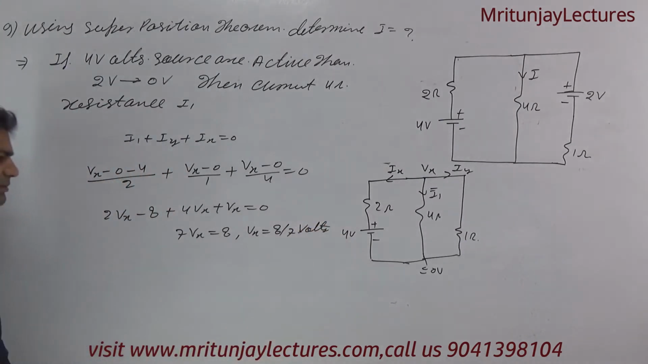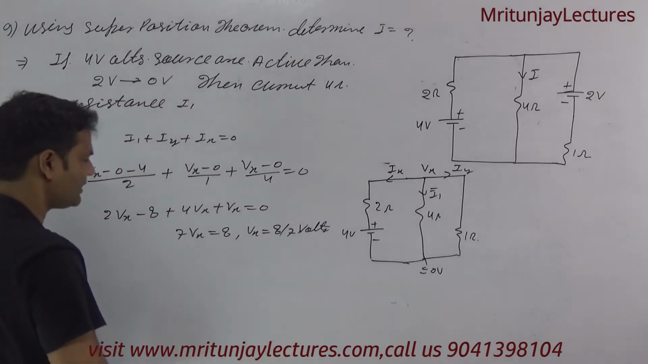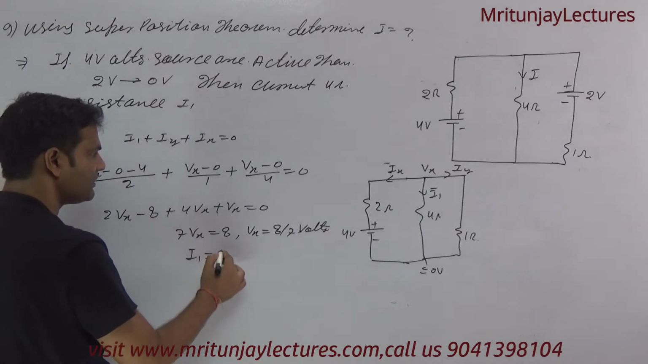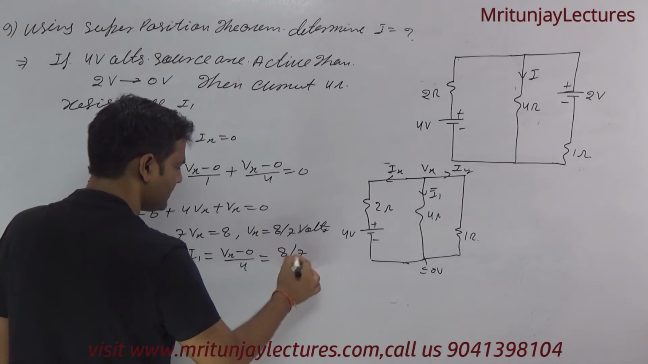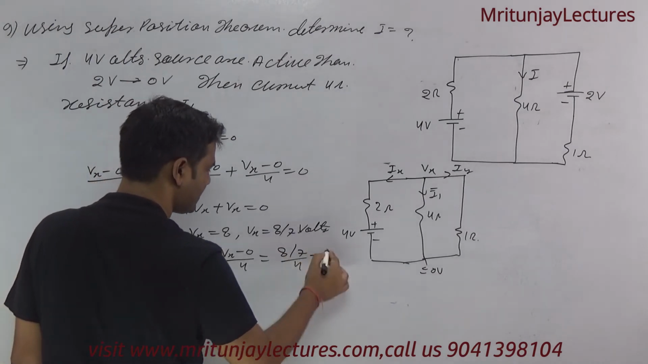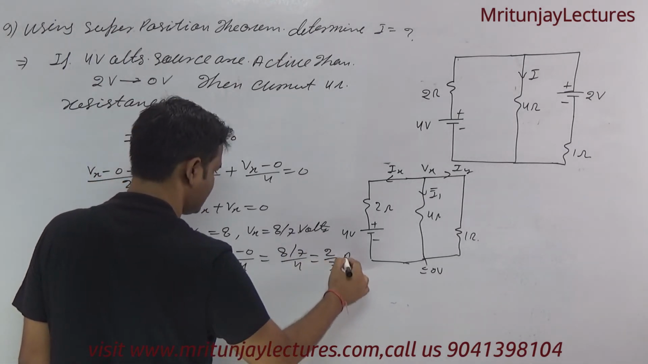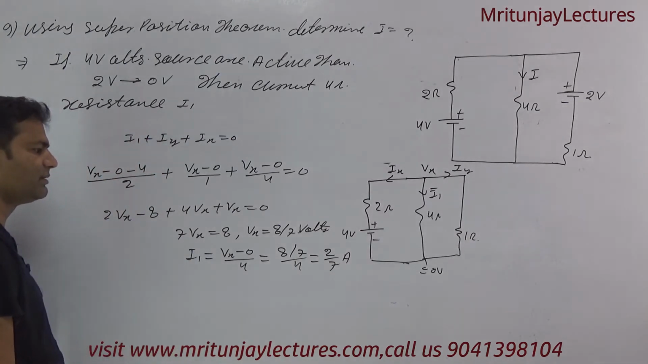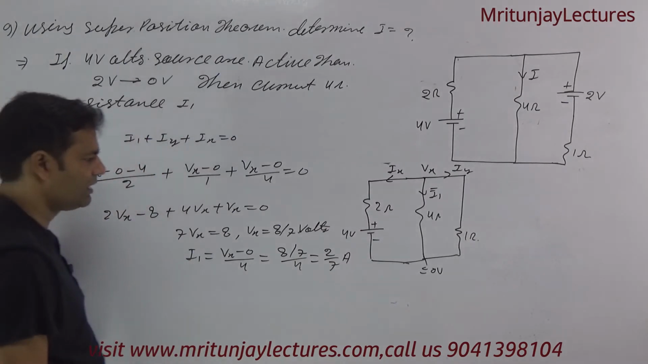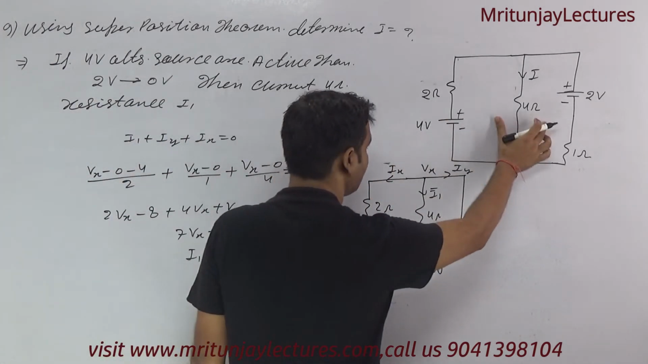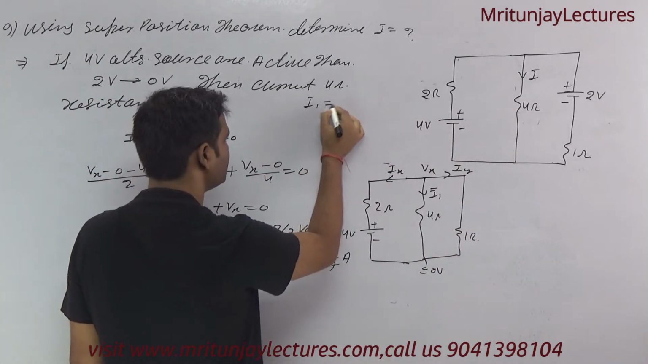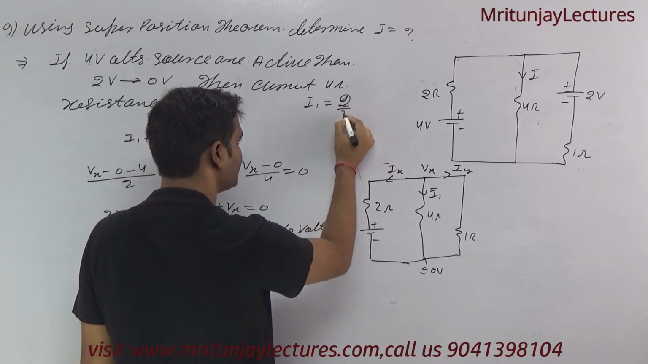8 by 7 volt. Okay, and what about I1? I1 is Vx minus 0 divided by 4, that is 8 by 7 divided by 4, that is 2 by 7 ampere. Clear or not? I1 is 2 by 7. If the 4 volt source is active, then I1 is 2 by 7 ampere. First of all, recheck again.